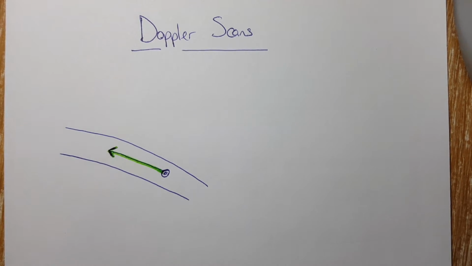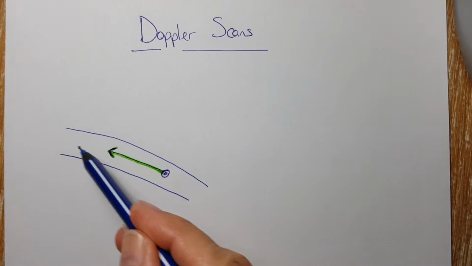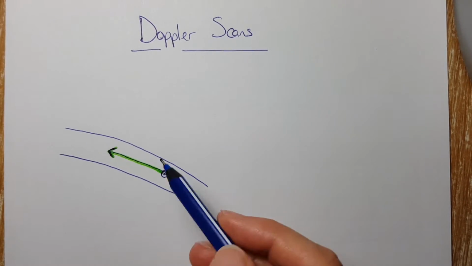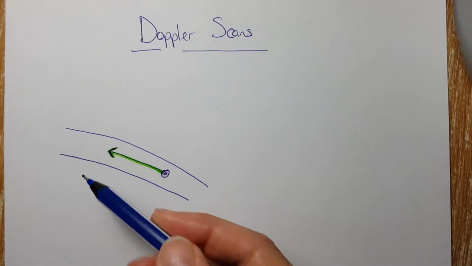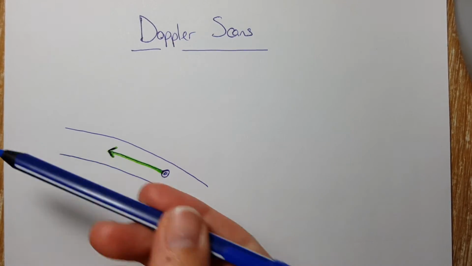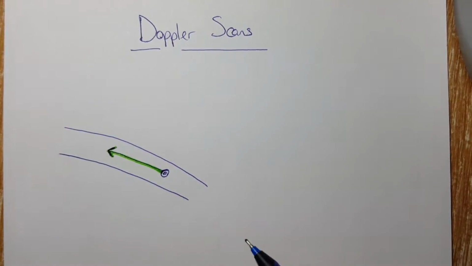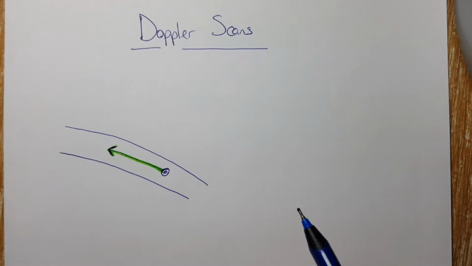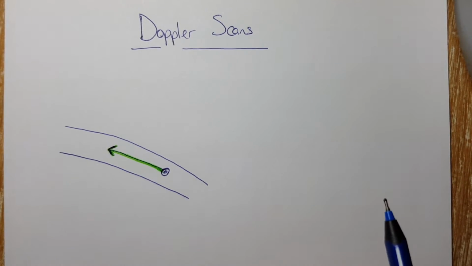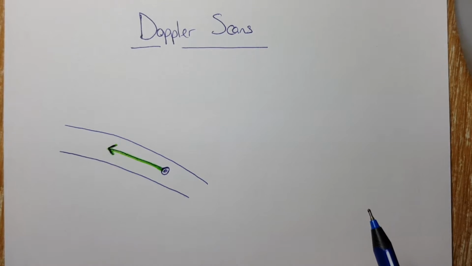And now for one of the coolest things in your A-level, in my opinion, Doppler scans. So here's a blood vessel and there's a red blood cell, and the green arrow shows the direction that the blood is moving. And we can imagine fairly easily that for doctors, being able to look at blood flow around the body is a useful thing to be able to do.